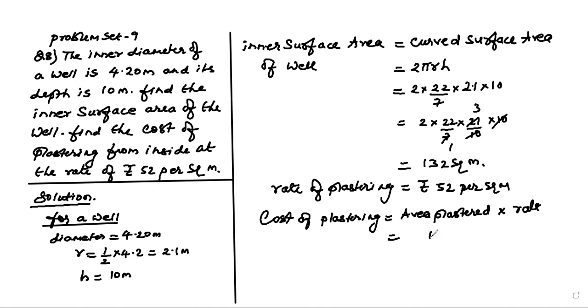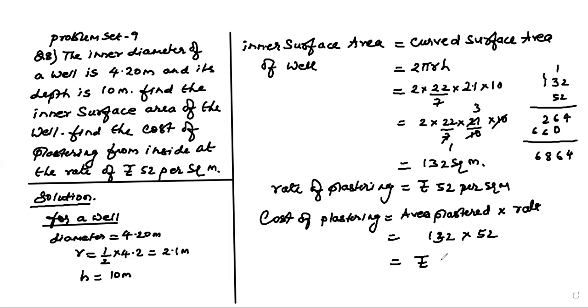Curved surface kitna hai beta? 132. 132 into 52. 52 is rupees 52 per square meter. So when you multiply 132 by 52, how much do you get? 2 twos are 4, 2 threes are 6, 2 ones are 2, 5 twos are 10, 5 threes are 15 plus 1, 16. 5 ones are 5, 6. So when I multiply, have a look here: 4, 6, 8, 6,864 rupees. Okay, this is the answer for it.